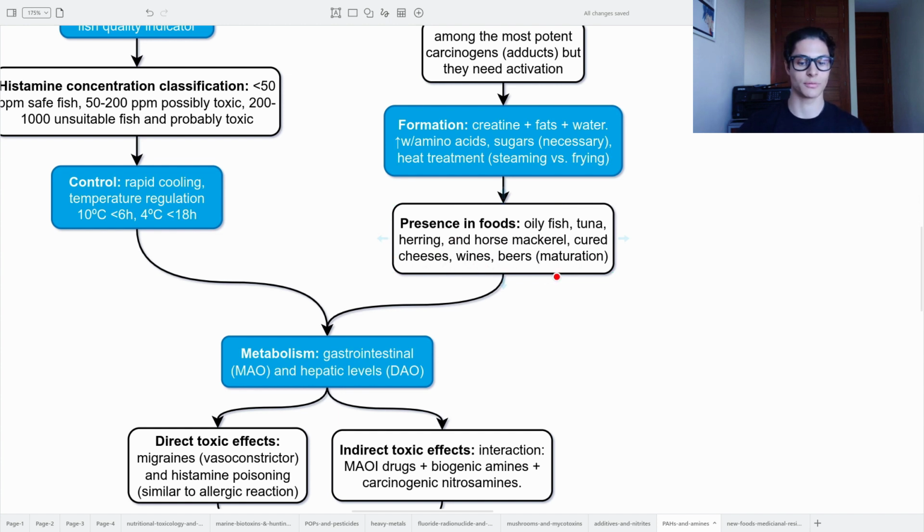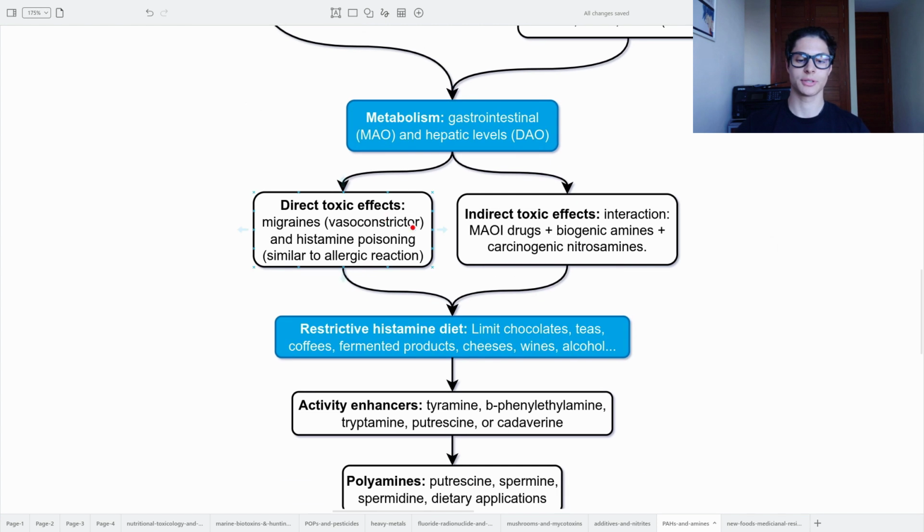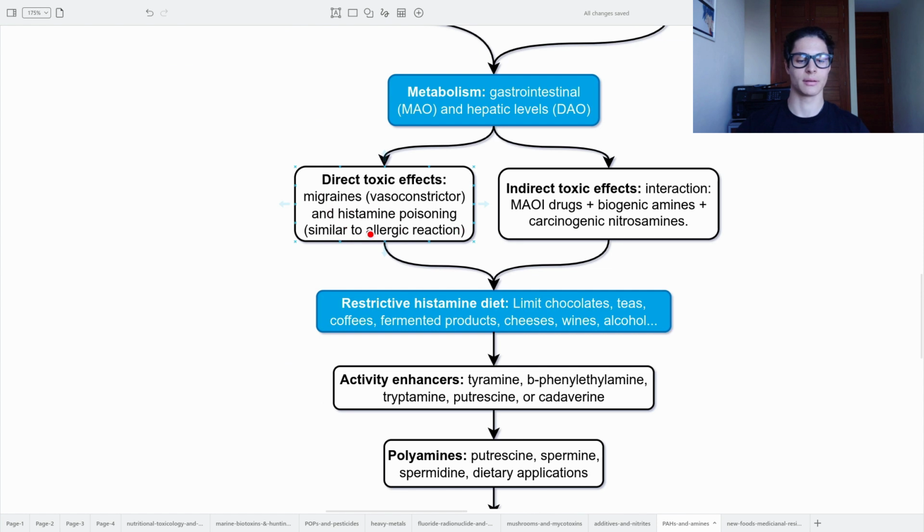This is because of the maturation, the fermentation. And the metabolism of these amines is gastrointestinal using MAO, monoamine oxidase, and at a hepatic level using DAO, which is diamine oxidase. The direct toxic effects include migraines, because they act as a vasoconstrictor, and histamine poisoning, which is similar to an allergic reaction.